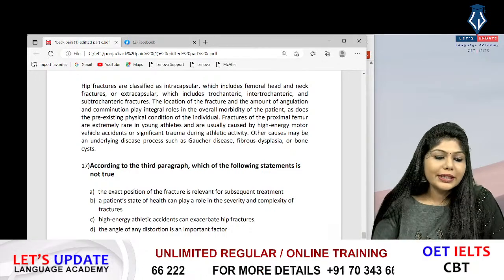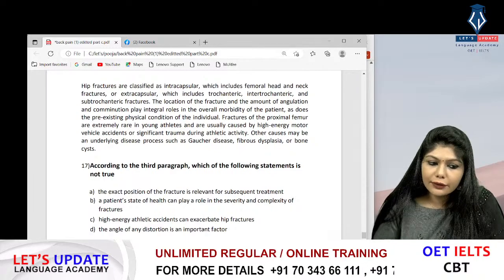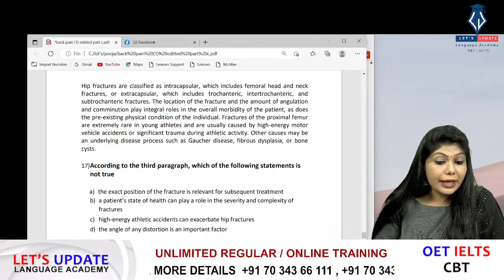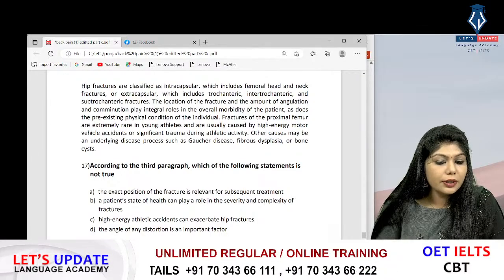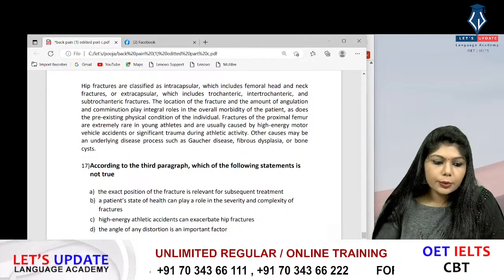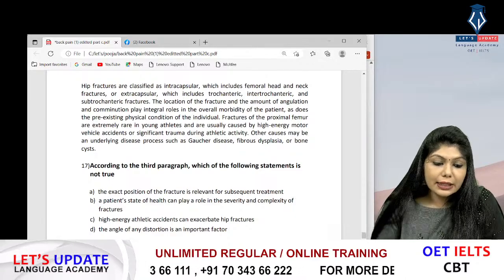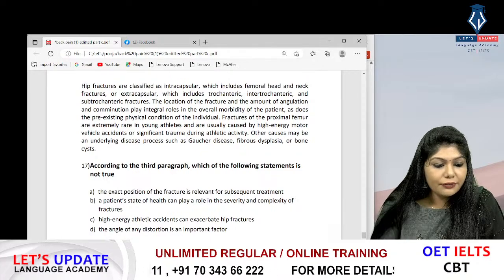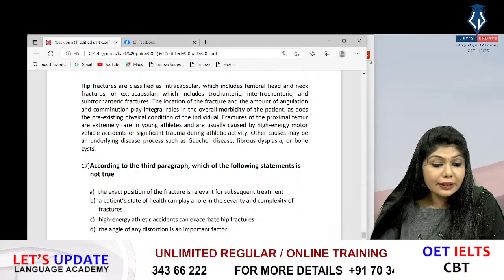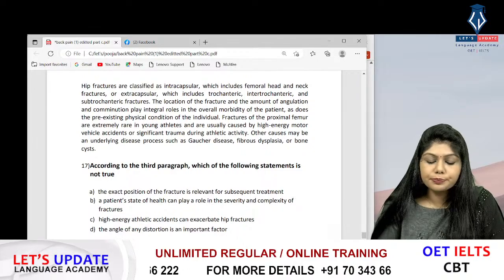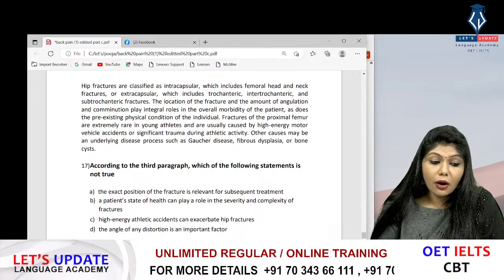Let's read together. Hip fractures are classified as intracapsular, which includes femoral head and neck fractures, or extracapsular, which includes trochanteric or intertrochanteric and subtrochanteric fractures. The location of the fracture and the amount of angulation in combination play integral roles in the overall mobility of the patient, as does the pre-existing physical condition of the individual. Fractures of the proximal femur are extremely rare in young athletes and are usually caused by high energy motor vehicle accidents or significant trauma during athletic activity. Other causes may be an underlying disease process such as Gaucher disease, fibrous dysplasia, or bone.